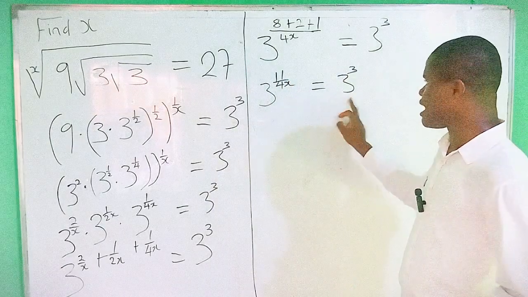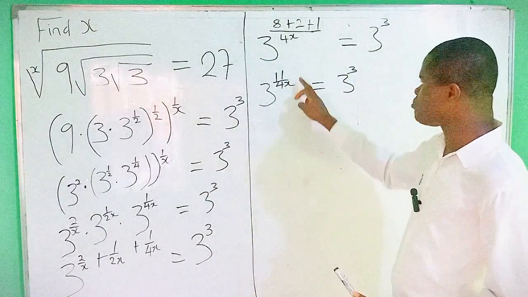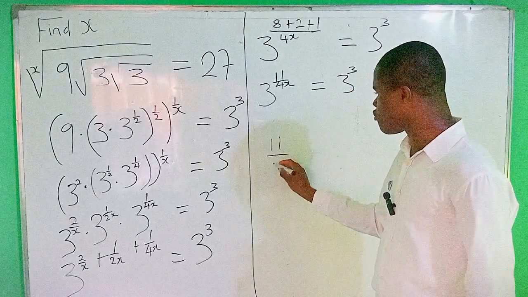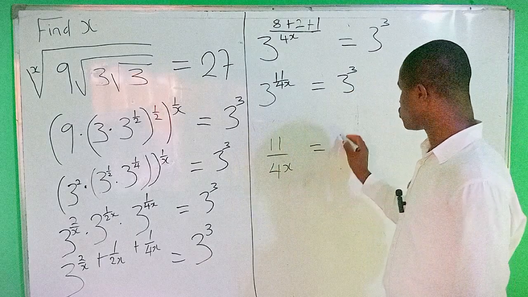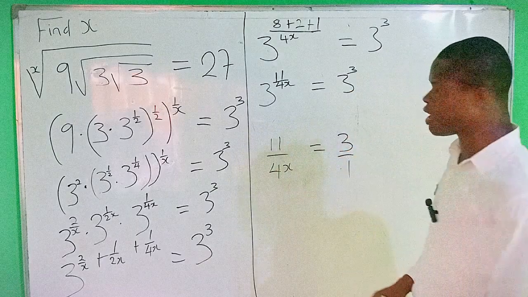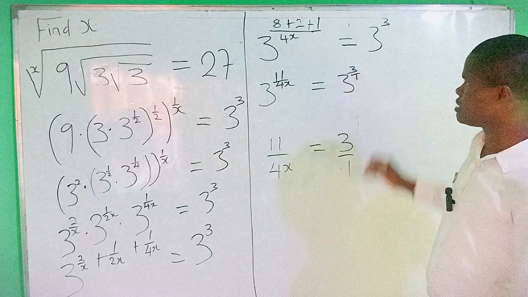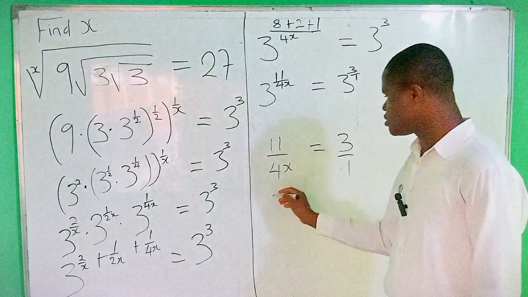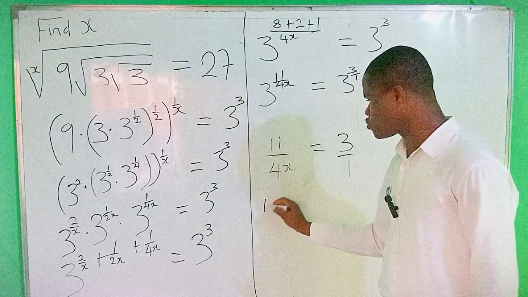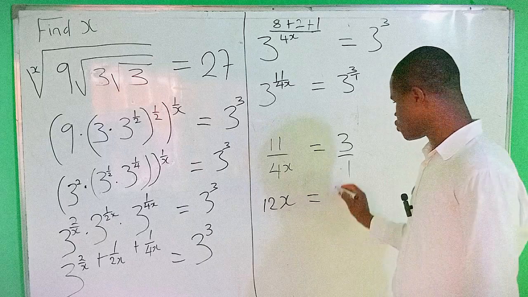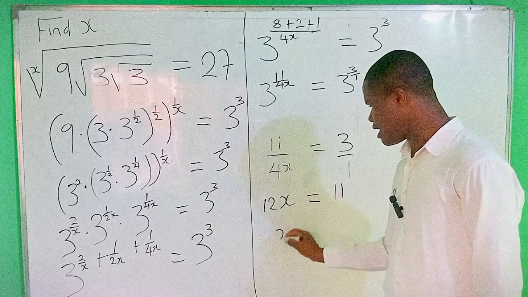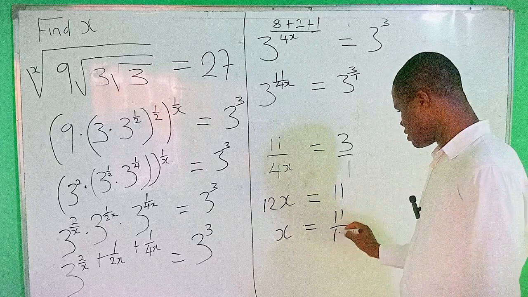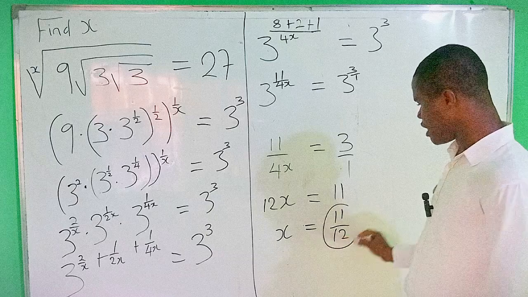Since the bases are equal, it means that the powers are also equal. So that means that 11 over 4x is equal to 3 over 1. Expressing this as a fraction, we can cross multiply. So that means 3 times 4x will give us 12x is equal to 11. So x is equal to 11 divided by 12. So this becomes our final answer.